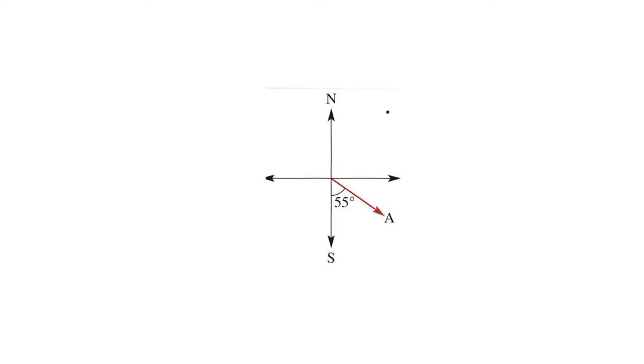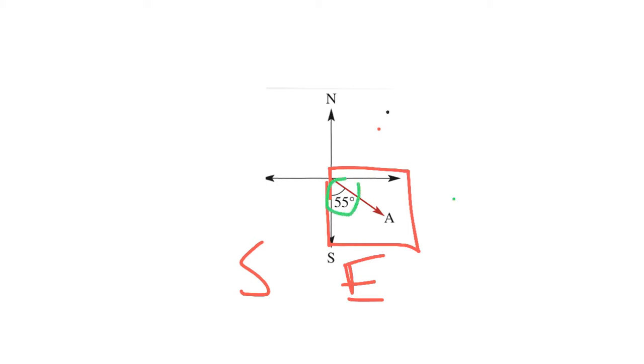So the first thing I look at when I do these questions is I look to see what quadrant we are in. So we can see the quadrant we are working in is the southeast quadrant. So I'm just going to write south and east. So there's our quadrant that we're working in. The next thing I look to see is how the angle is being measured. So I'm looking right here, and I can see that the angle is being measured from south.